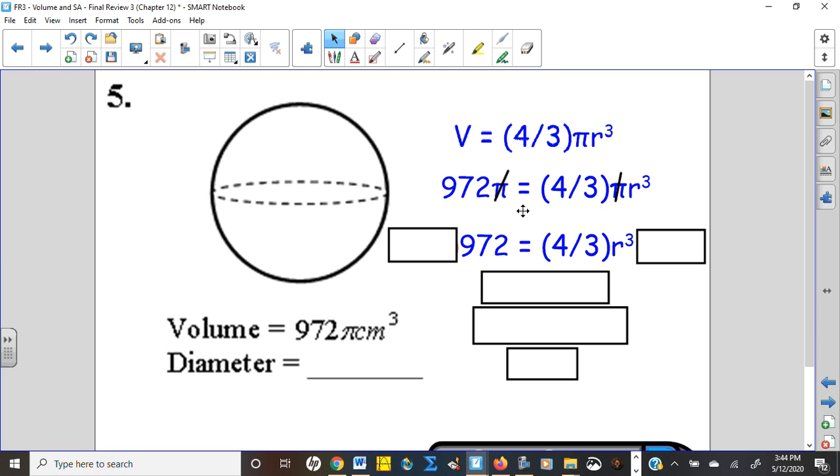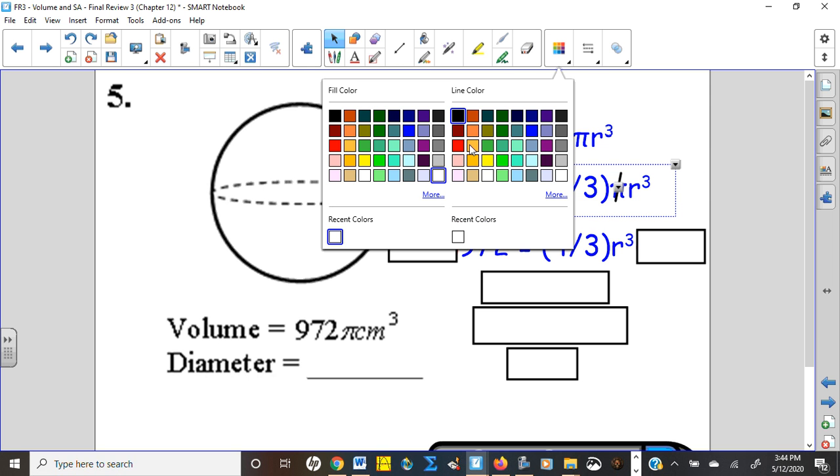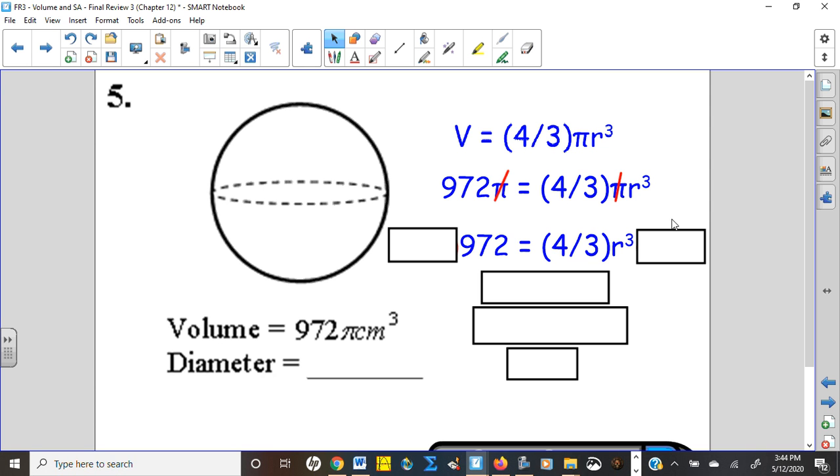It's very nice when they give you those pi's in there because that means that you can cancel out those pi's. And then how do you get rid of the 4/3? Probably multiply by 3/4. That's the reciprocal of 4/3. If you wanted to do it in 2 steps, you could multiply by 3 and then divide by 4. But reciprocals are the way to go.